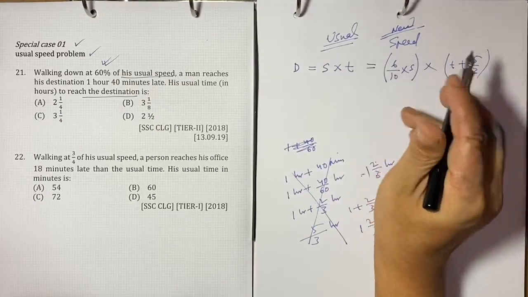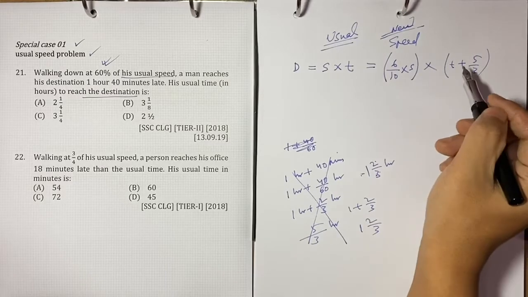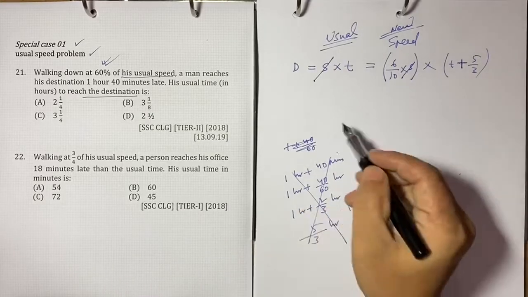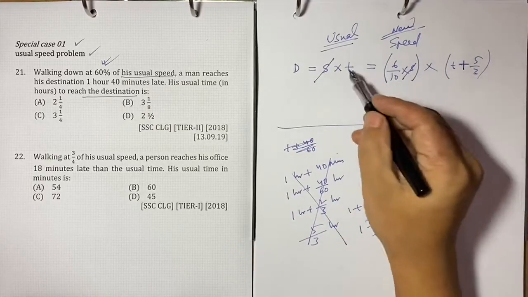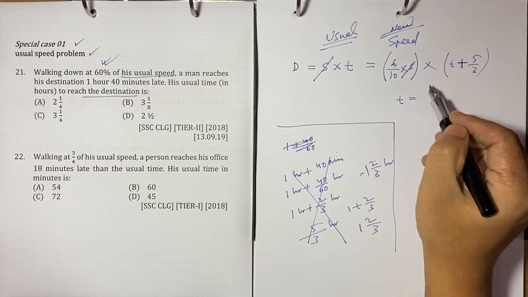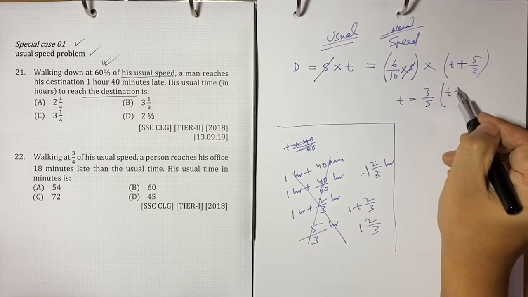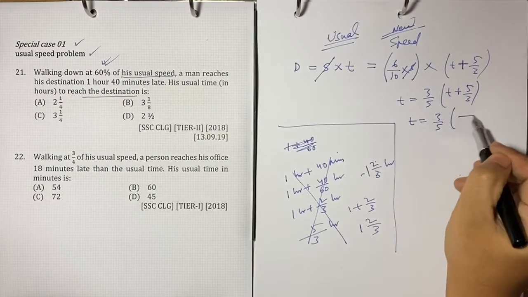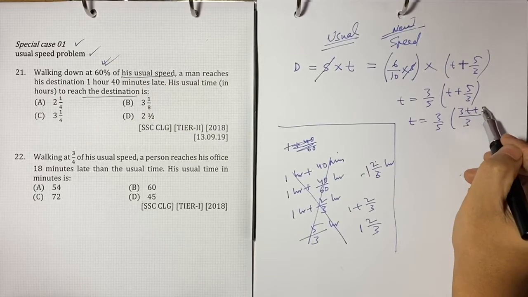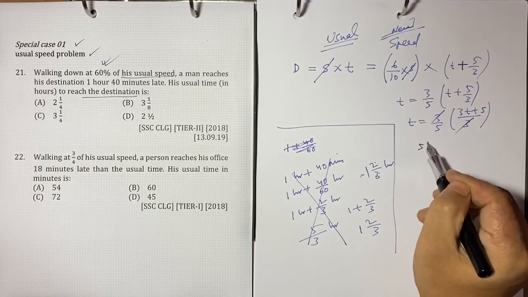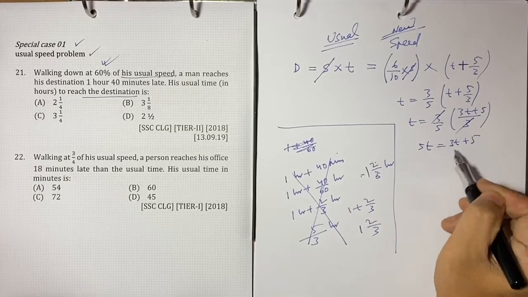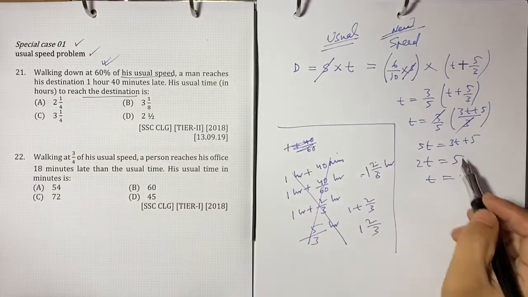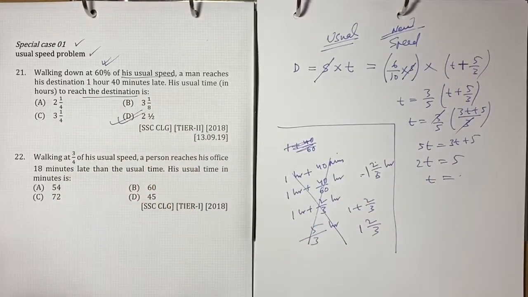The distance is the same, so the speed cancels out. Time equal to 3 by 5 into t plus 5 by 3. So t equal to 3 by 5 times t plus 5 by 3. Taking the LCM, 5t equal to 3t plus 5. Solving, 2t equal to 5, t equal to 5 by 2, which is 2.5 hours. So this will be the usual time, the answer.